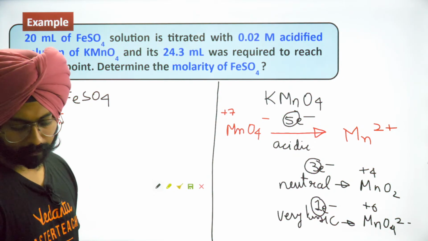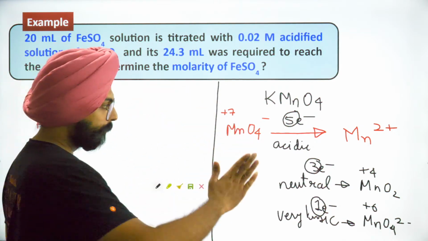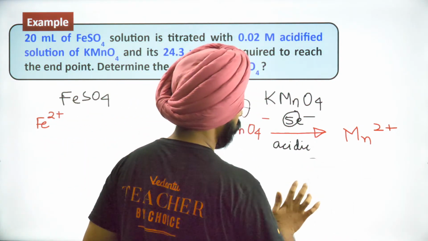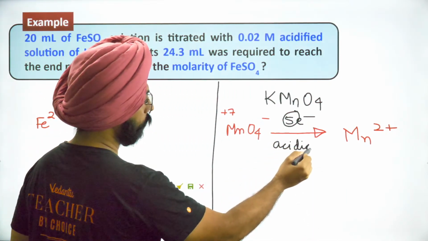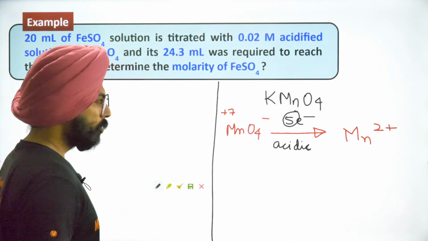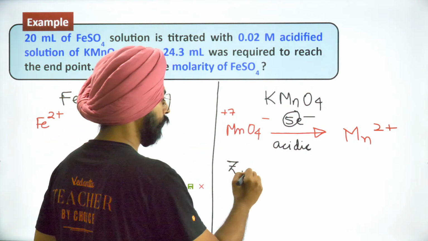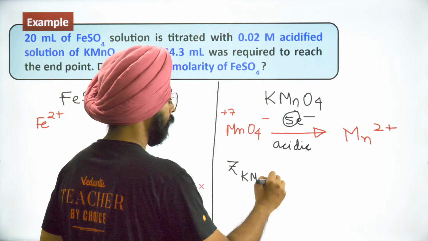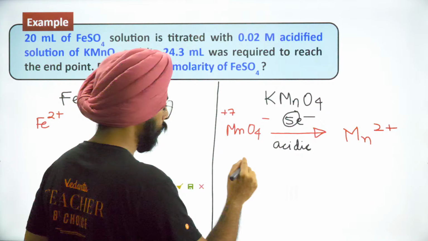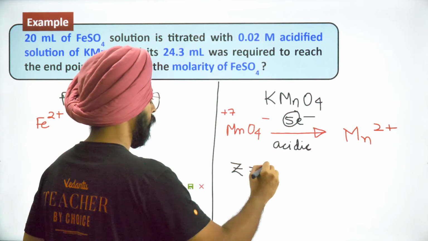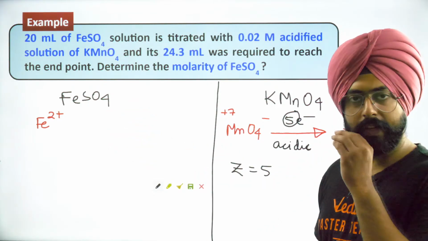Okay, so we just need to be concerned about the acidic condition over here, right? So in this case, I can say that the valency factor of KMnO4 is equal to 5. ये याद रखने का अपने को, valency factor is equal to 5. Fine. Now let us look at the left hand side.